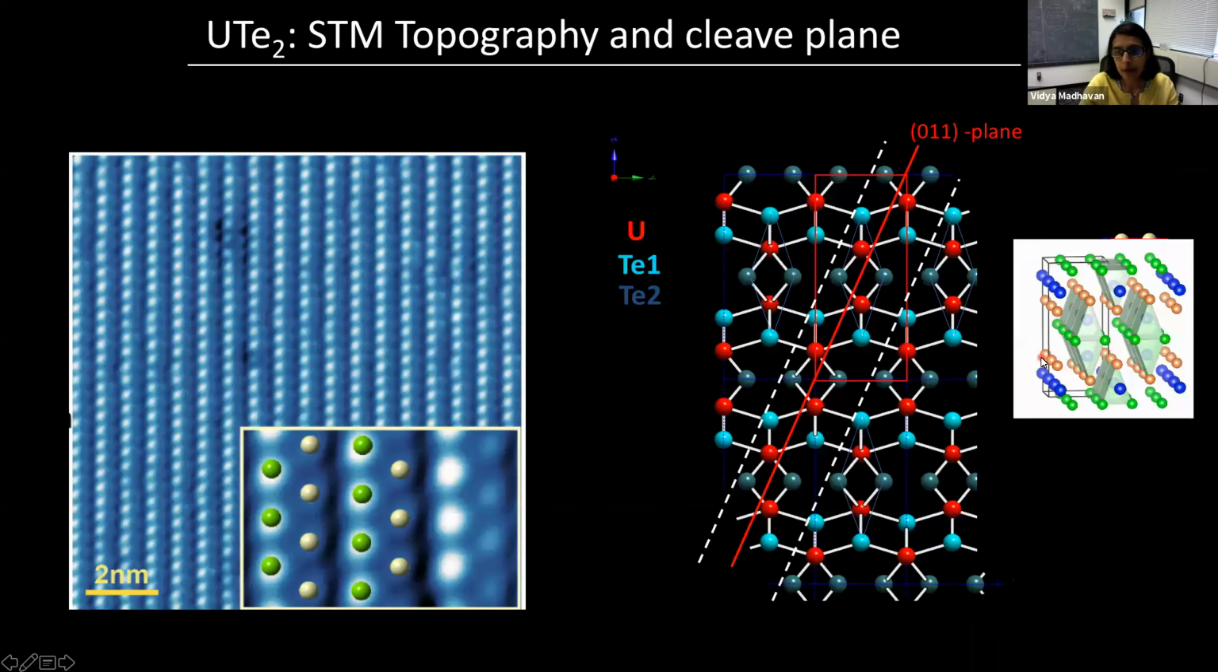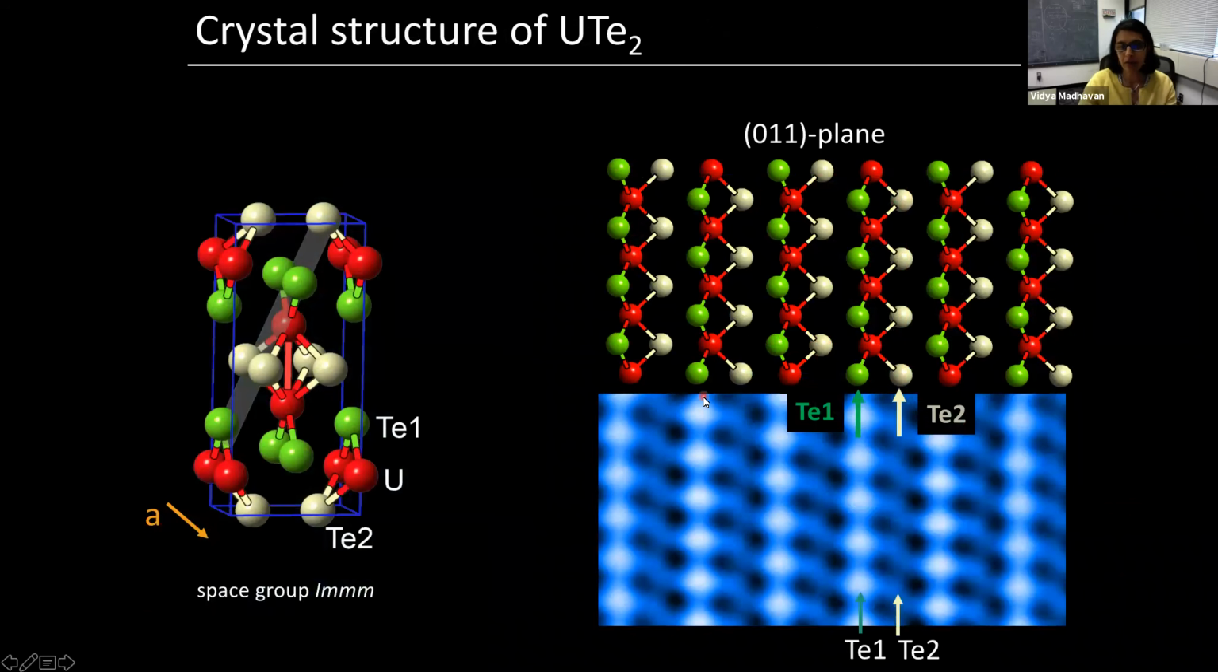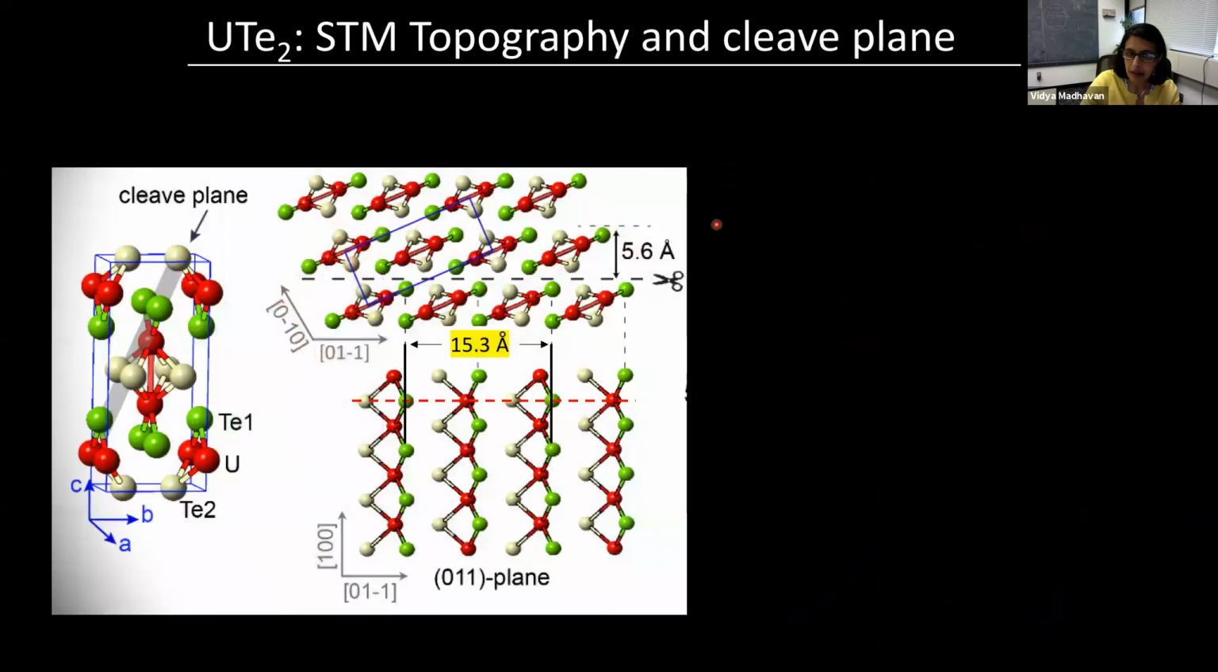Okay, and how do we know that this is the cleave plane? In fact, there are many reasons we know this. So let's just look at this 011 plane from the top. This is the top view of the 011 plane. What you see is these rows of tellurium atoms. In between are the uranium atoms, but if you look carefully right here, you can see that the uranium atom is slightly lower. And in fact, even the green tellurium atoms and the white tellurium atoms are not at the same level. One is lower than the other. So what we see in STM is these rows of tellurium atoms, and we don't really see the uranium atoms. And we have other evidence that this is our cleave plane.